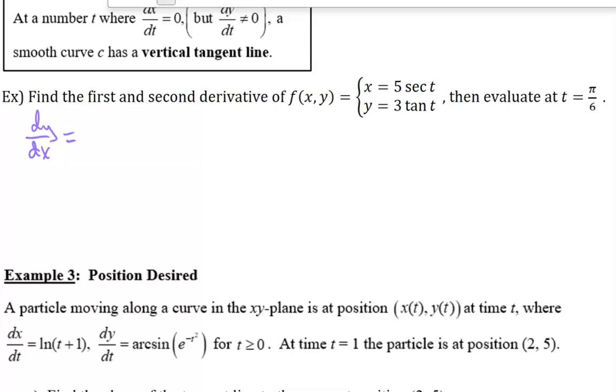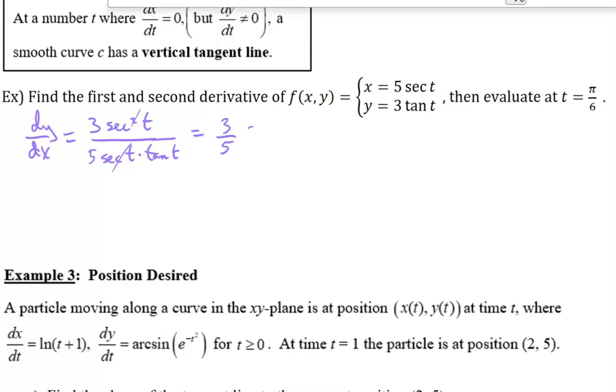Okay, and because I remember my derivatives, this is going to be 3 secant squared t over the derivative of x, which is 5 secant t tangent t, and I do want to reduce that. I can reduce everything by secant. I'm going to leave the 3/5 in front as a coefficient. That will make my second derivative easier.